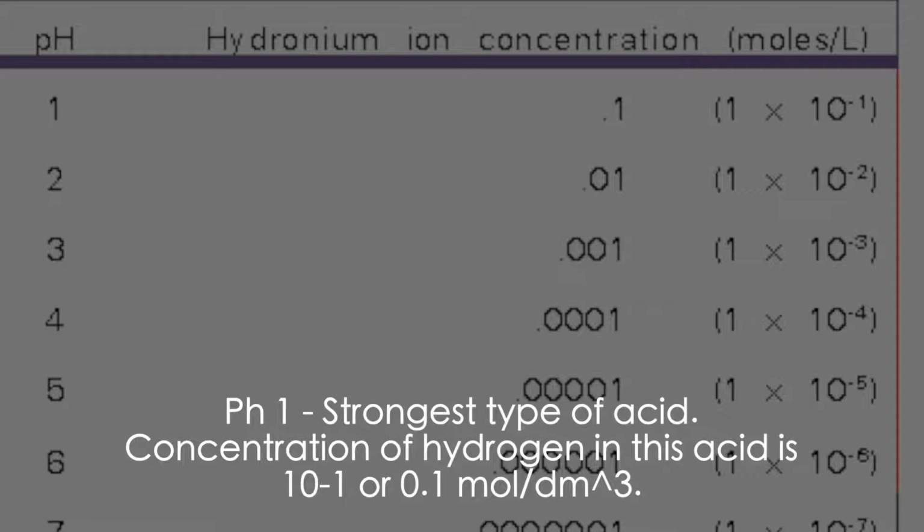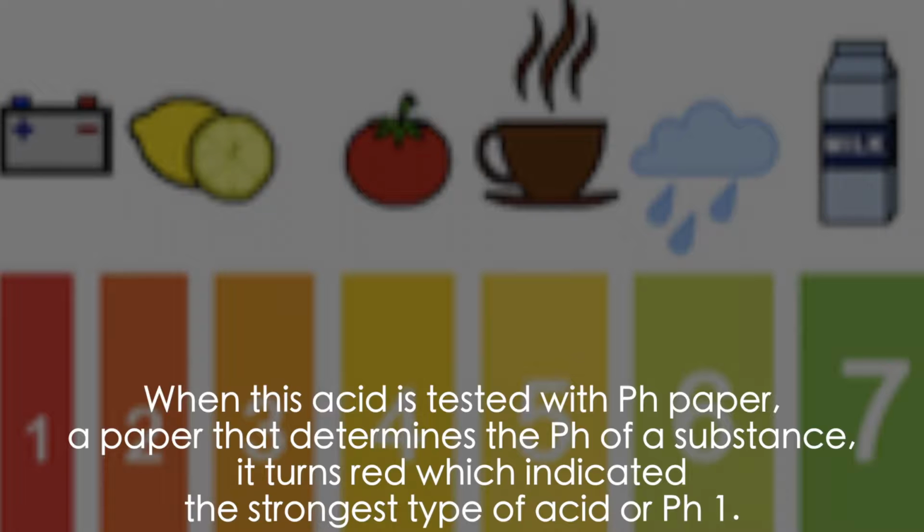pH 1, the strongest type of acid. Concentration of hydrogen in this acid is 10 to the power of negative 1, or 0.1 moles per dm cubed. When this acid is tested with pH paper, a paper that determines the pH of a substance, it turns red, which indicates the strongest type of acid, or pH 1.